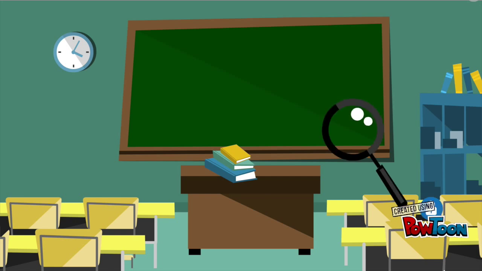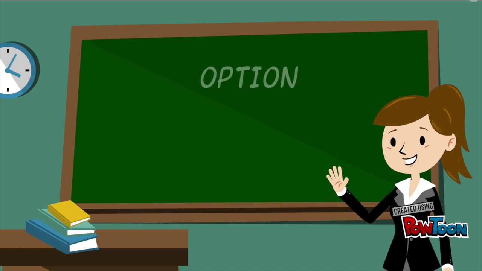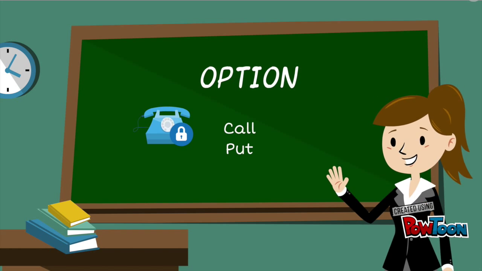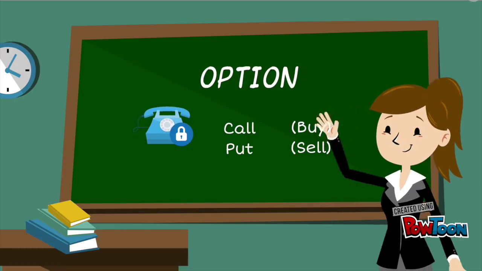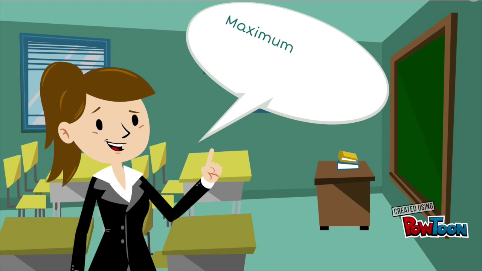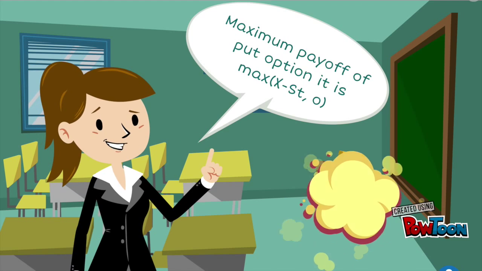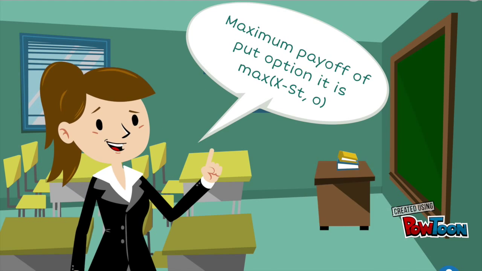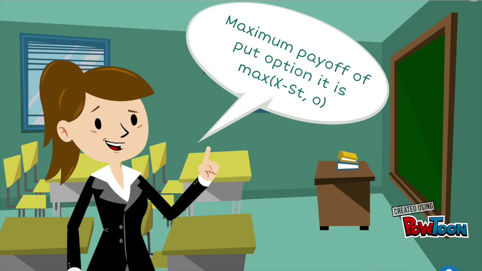For the next questions, there are two types of options, call options and put options. Call options provide the holders the right to buy a security. Put options, on the other hand, provide the holders the right to sell a security. A put option allows the holders to sell an underlying asset at the exercise price, so their payoff is maximum of X minus ST, zero, if in the future X is larger than ST. In our topic, we'll focus on put options only.